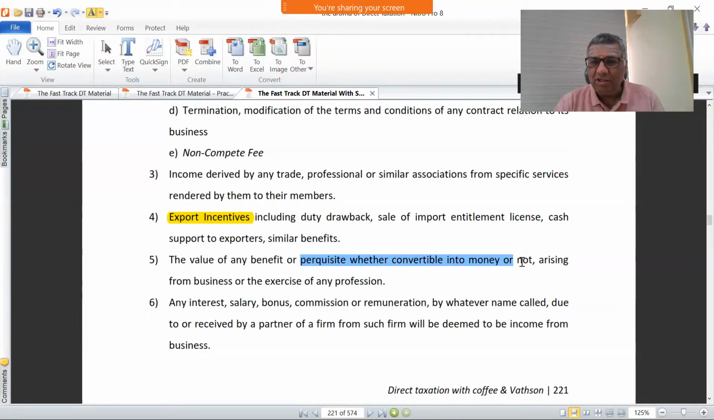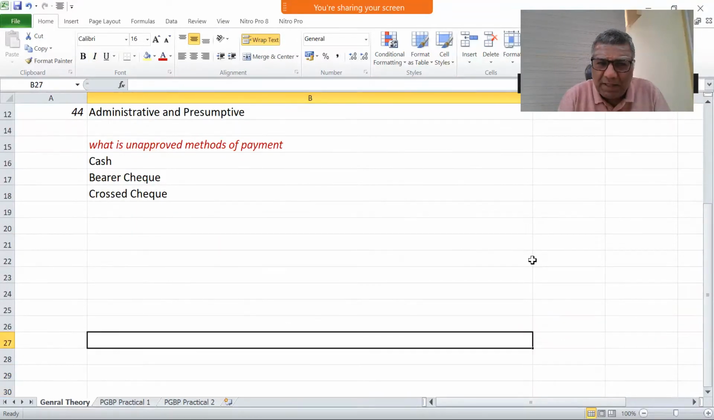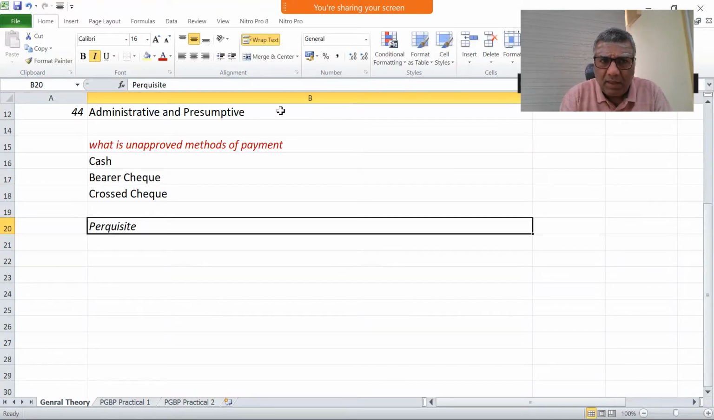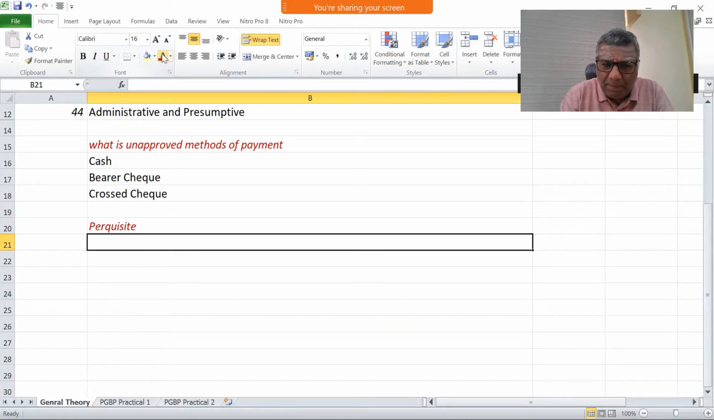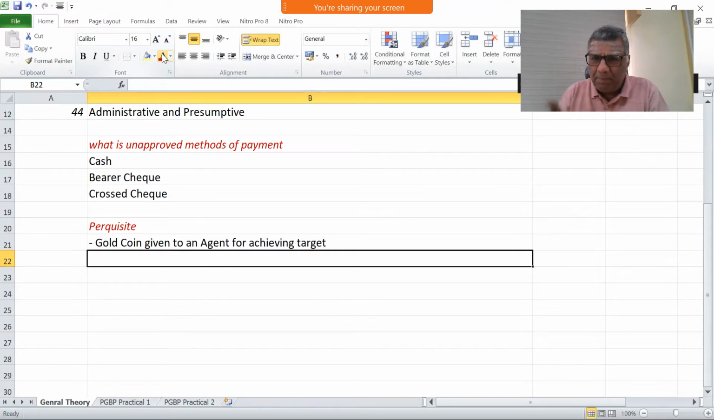Perquisite, whether convertible into money or not. Perquisites are also income. If you ask me what is a perquisite, is it a concept in PGBP? Yes, my dear friends. If you ask me what I mean by perquisite, a gold coin given to an agent for achieving a target. It's a perquisite income for the agent. The fair market value of the gold coin should be considered as income.